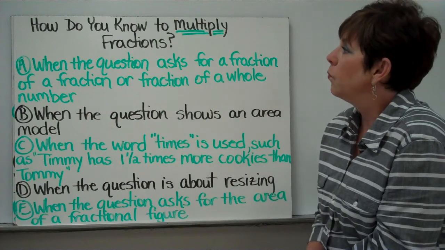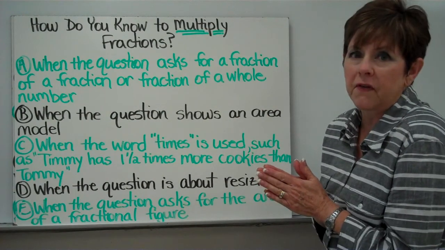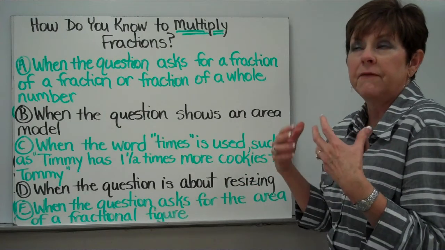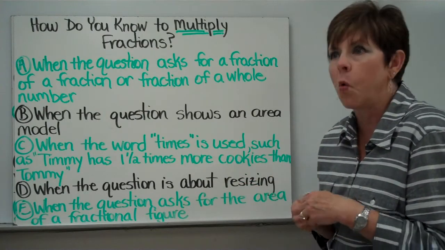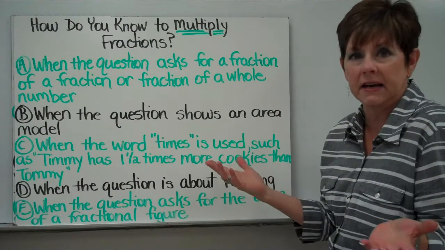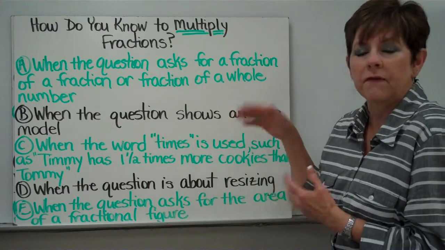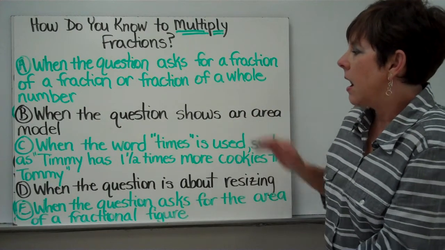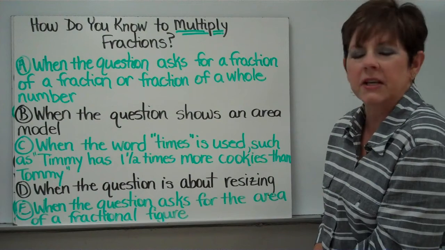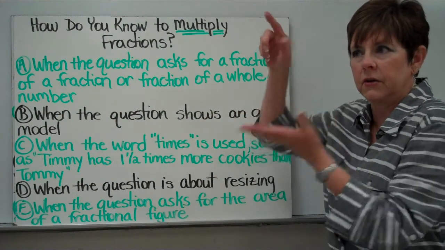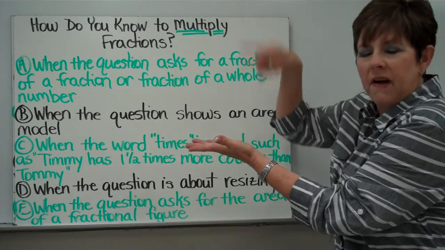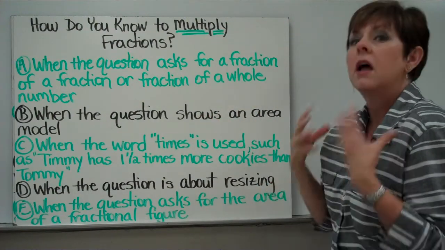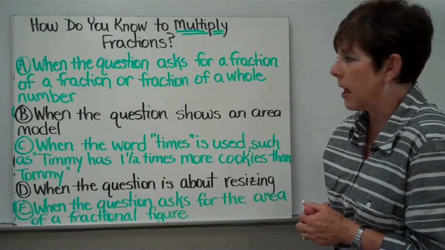Letter A, when the question asks for a fraction of a fraction or a fraction of a whole number, you know you're going to multiply. If it asks for 2/3 of a half or 4/5 of 10, that is asking for a fraction of something. That's when you know you're going to multiply. Letter B, when the question shows an area model. We've looked at these. They're the models that are divided into sections this way, and they have different shading. That's when you know you're going to multiply.